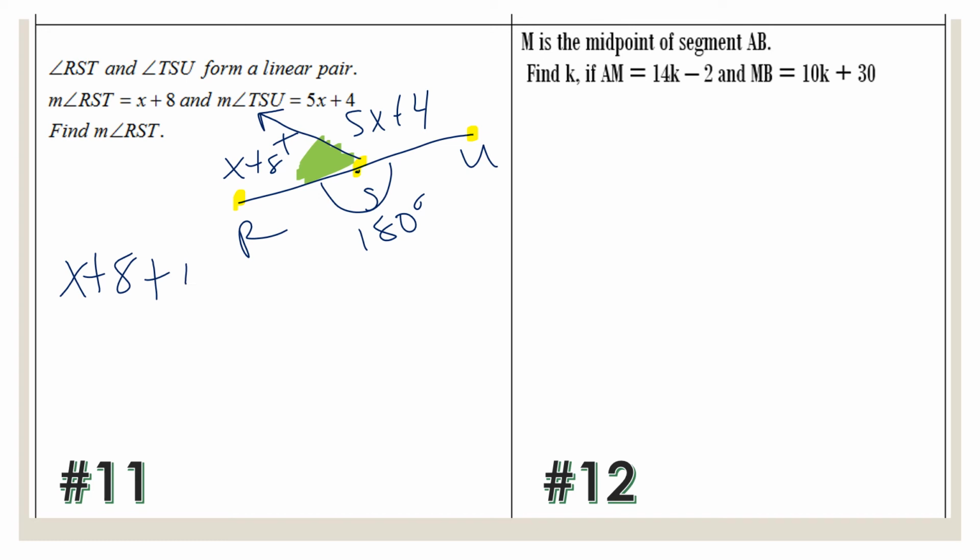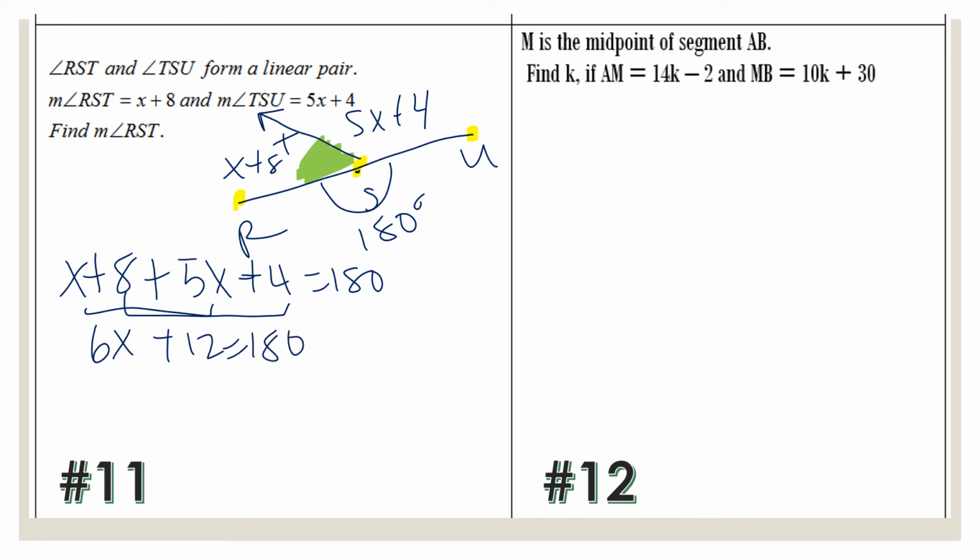So x plus 8 plus 5x plus 4 equals 180 degrees. I'm going to combine like terms, so I get 6x plus 12 equals 180. Then you'd want to subtract 12 from both sides. You would get 6x equals 168, and then divided by 6. So 168 divided by 6 is 28.